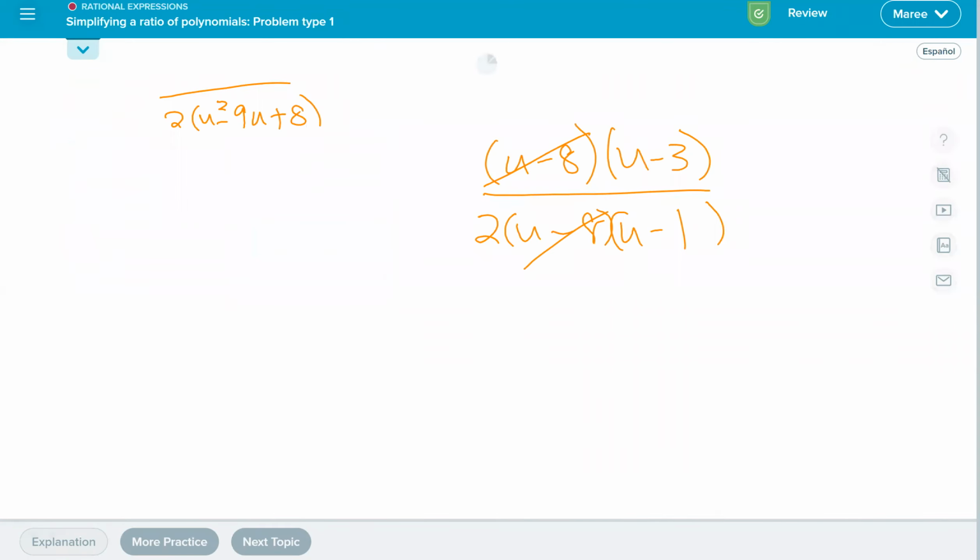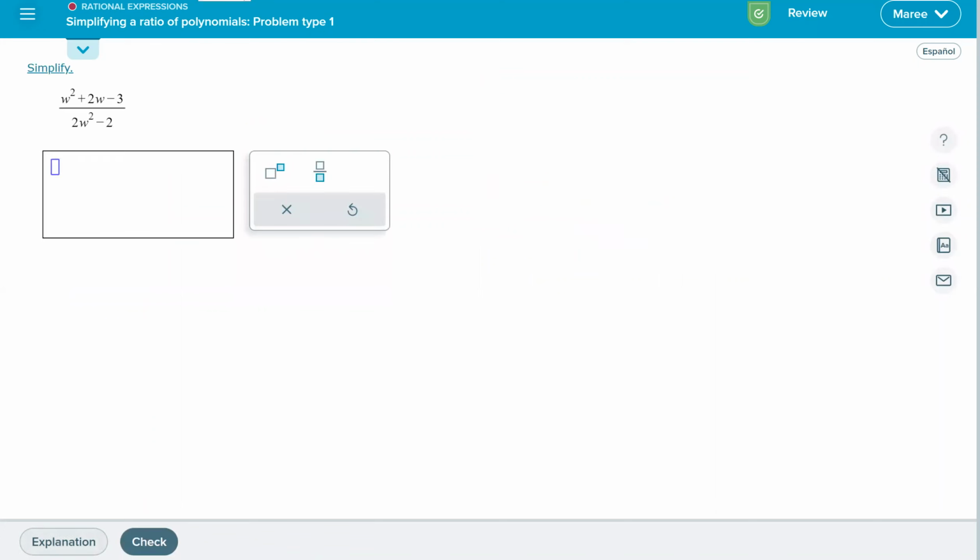Okay, let's just do one more. Here in the denominator again, we'll factor out a 2, w squared minus 1, which we can factor using the difference of two squares on that one. So in the numerator, we'll factor that first. Two factors of negative 3 that add to positive 2 would be positive 3 and negative 1.